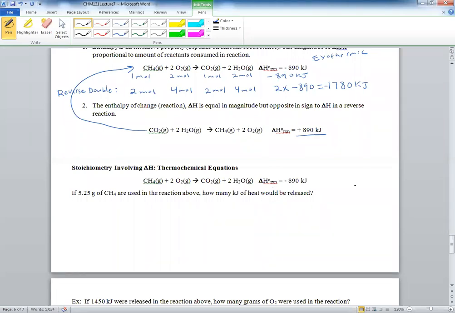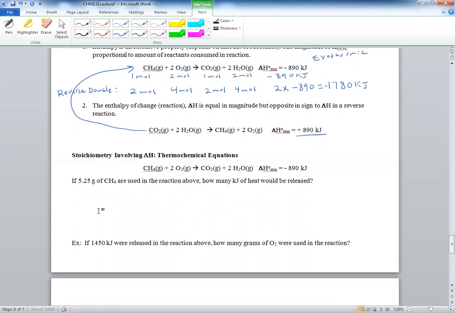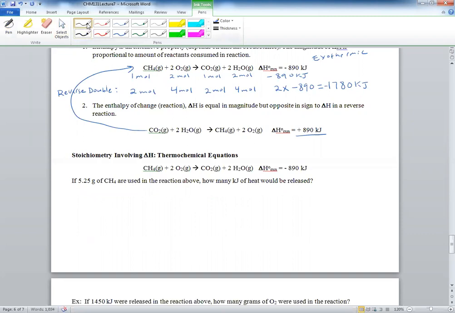Okay, so when you look at this equation, and let's just get some more space here. You need to use stoichiometry along with, of course, the amount of heat given here. Okay, so we said this is for 1 mole. This is how much heat would be released if you have 1 mole of methane and, of course, 2 moles of oxygen. Now it says you have 5.25 grams of methane.